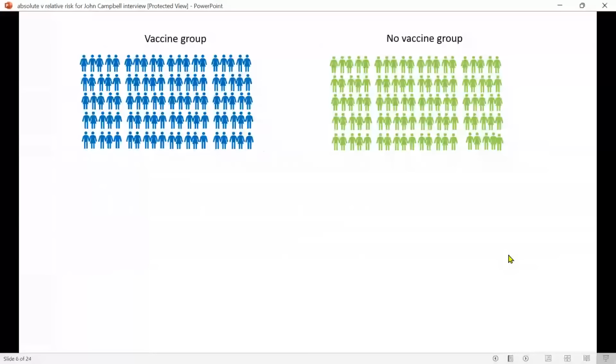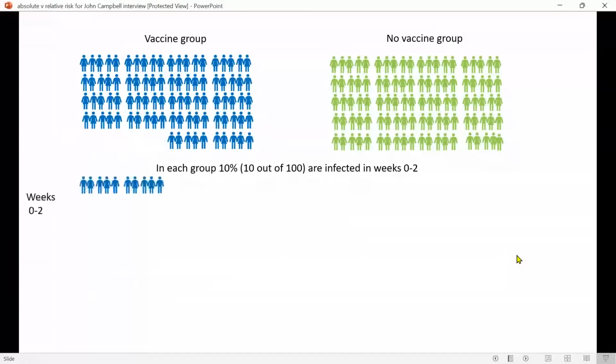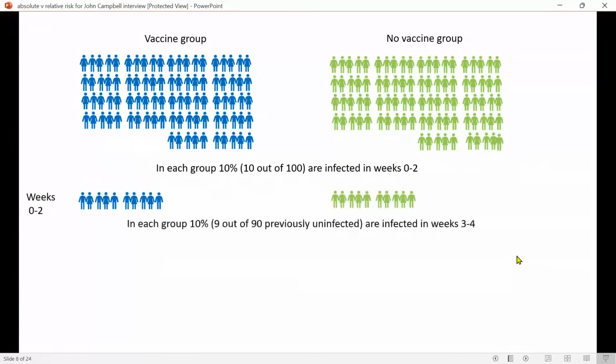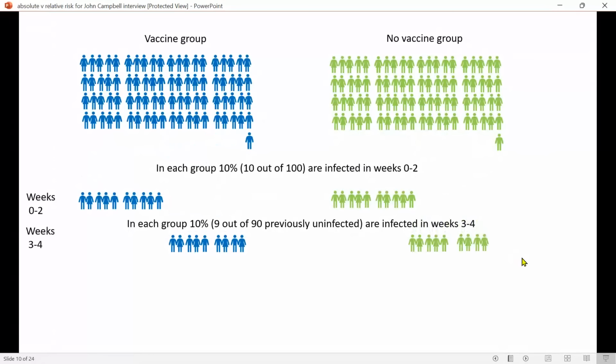In the vaccine group and in the no vaccine group, there's going to be 10% infected in weeks 0 to 2, irrespective of which group they are, because the vaccine is just a placebo. It has no effect. So in weeks 0 to 2, 10 of the people in the vaccine group become infected, and in the no vaccine group, 10 are infected. Now, in weeks 2 to 4, 10% of those previously uninfected, which in each case is 9 out of the 90, also become infected. So another 9 in each group become infected. Overall, in each group, 19 out of 100 get infected over the 4-week period.